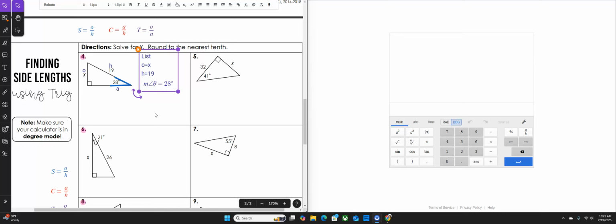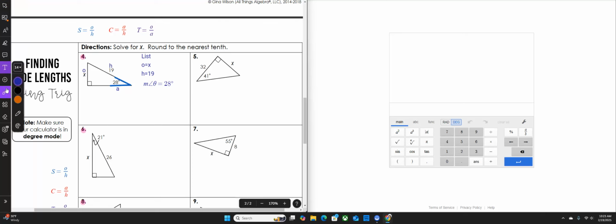All right, so now what we need to do is look at the information we have. Since we labeled it and then listed it, we can see it here. We have an O, we have an H. So that means we're going to be using sine. The way we're going to write that mathematically is sine of theta, so we're going to have 28 degrees, and we're not going to put degrees, we're just going to put 28, is equal to our unknown value x over 19.